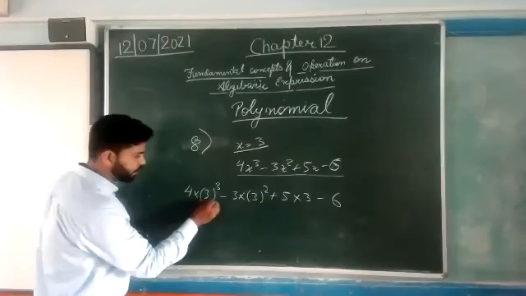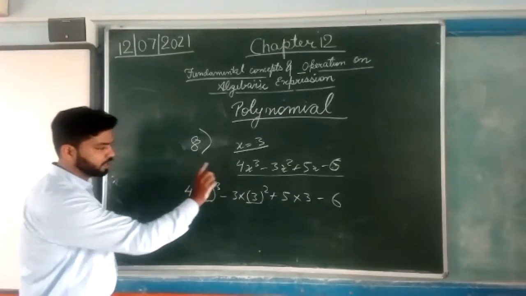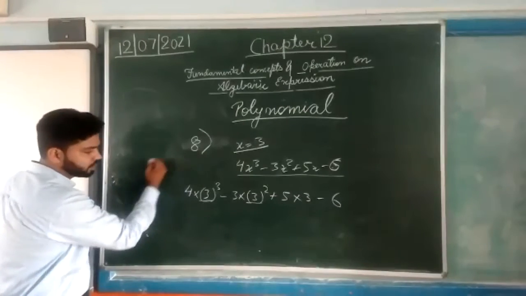You have to write this in a bracket. Don't write it as 3 square. Just write it in a bracket.